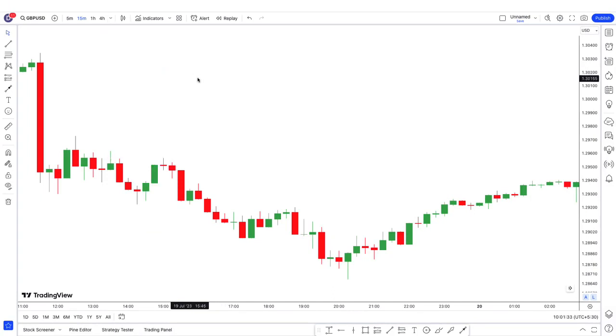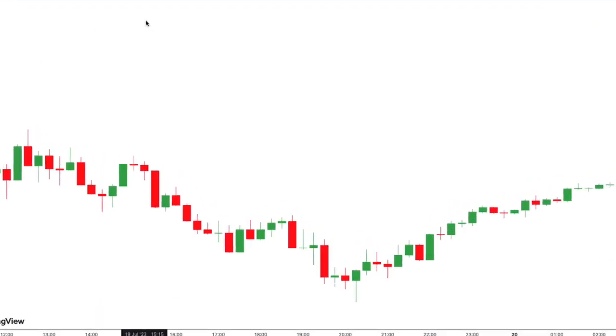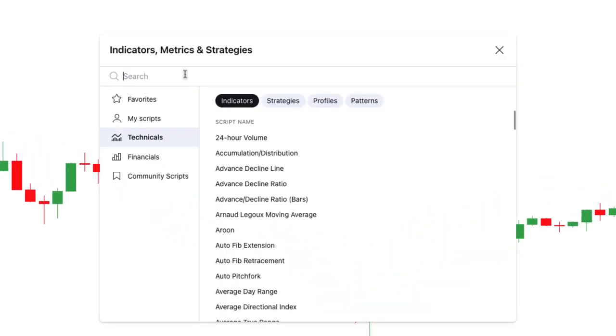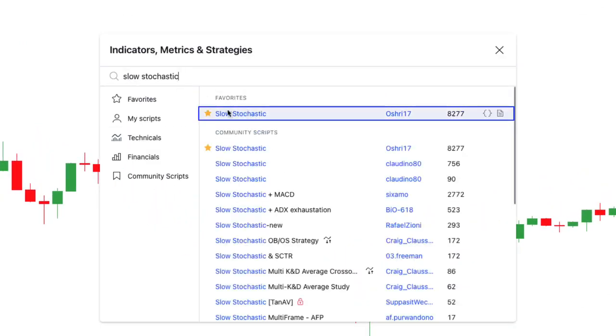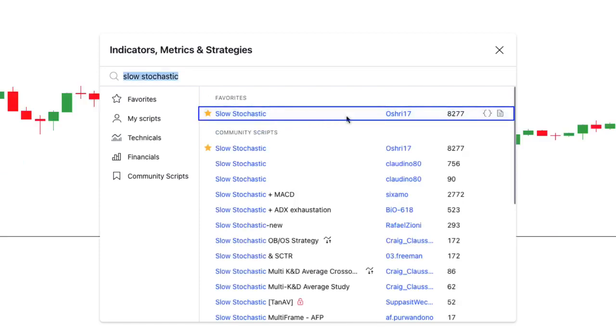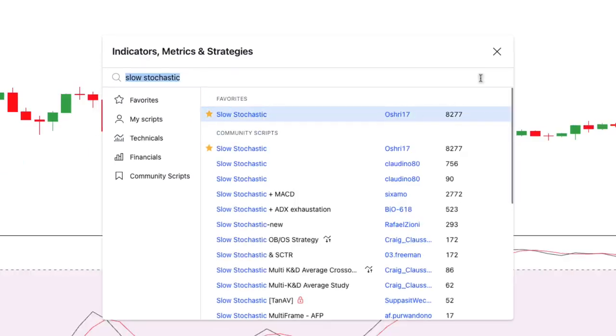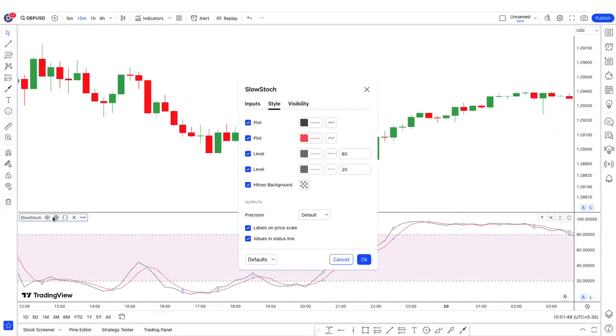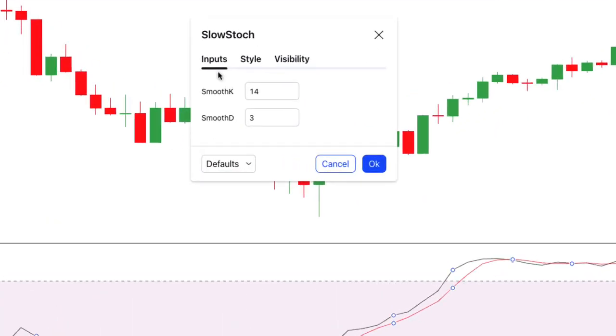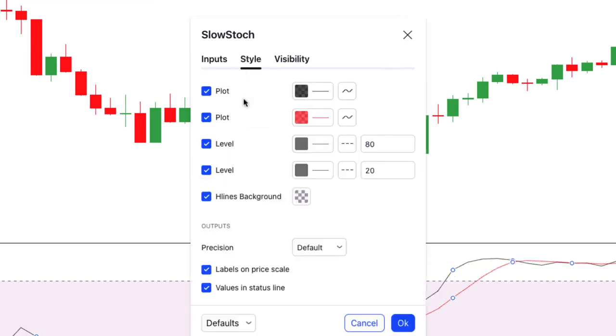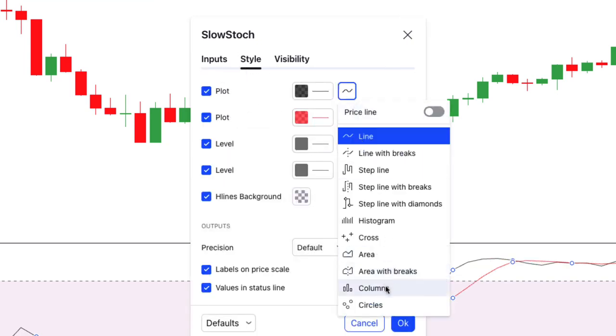As far as indicators and their settings are concerned, let's start with the confirmation indicator, which is the slow stochastic indicator. Then in the search field type slow stochastic, from the results choose this indicator, which was created by Oshri17. After installing the indicator, open its settings and go to the input section, change this value from 3 to 5. Then go to style and turn these lines into columns.